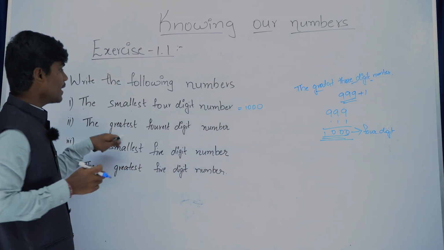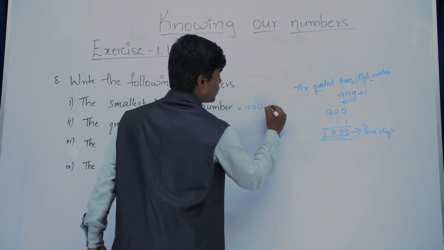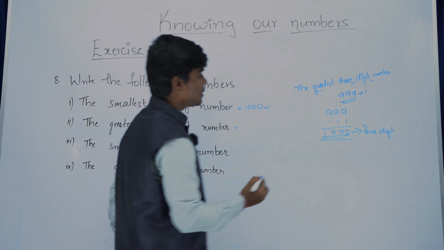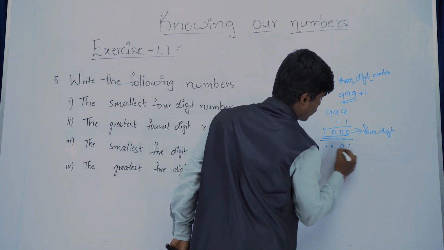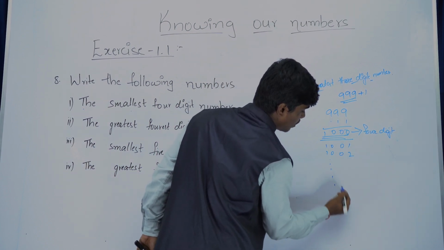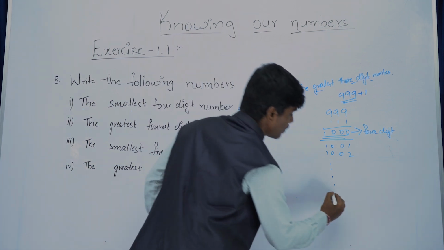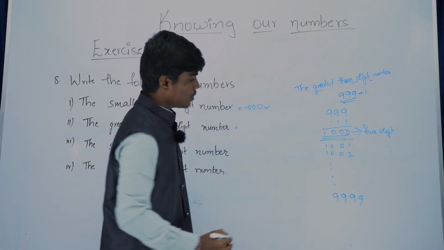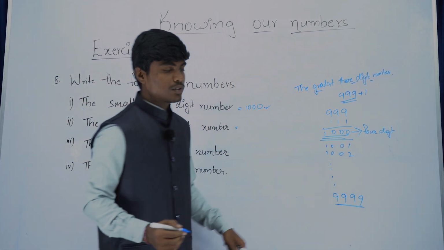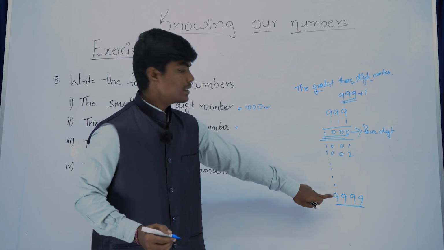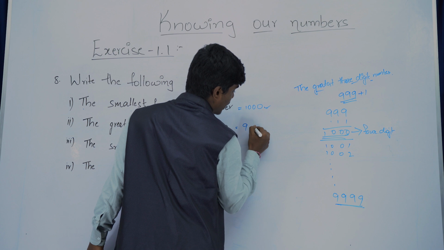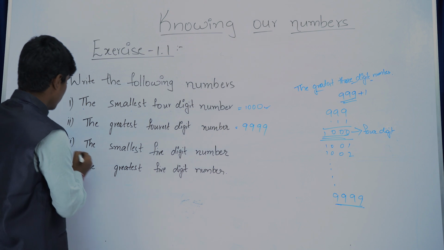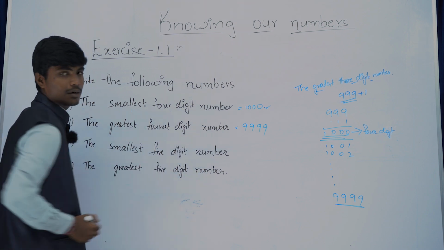So the answer is 1000. And the greatest 4-digit number. If this is the smallest, he wants us to write the greatest 4-digit number. Here we can write 1001, 1002, and so on. The 4-digit numbers end at 9999. So this is the greatest 4-digit number: 9999.